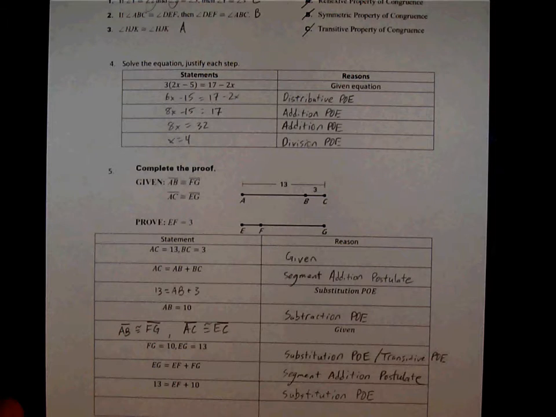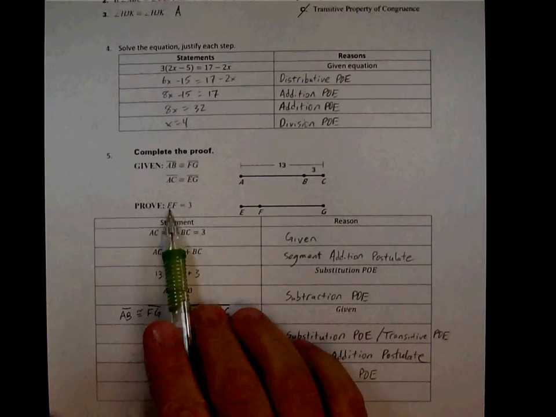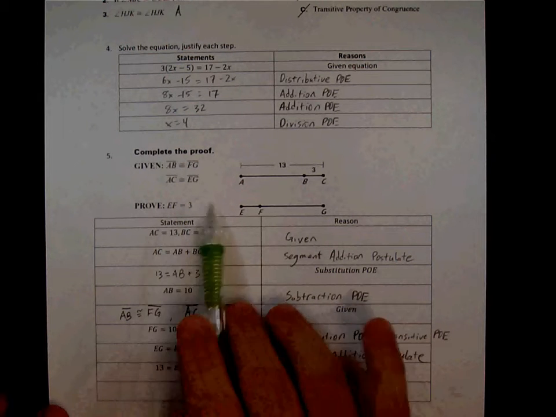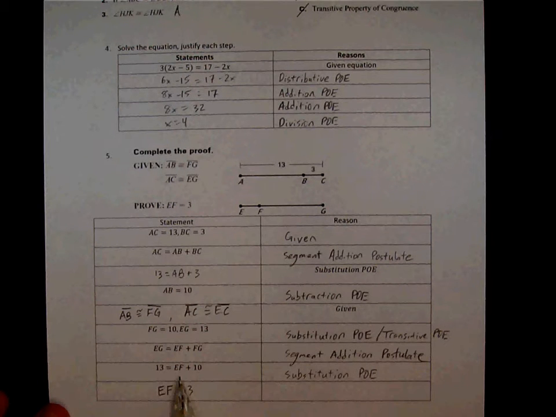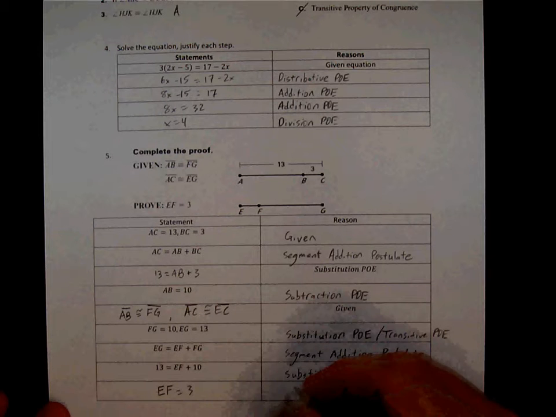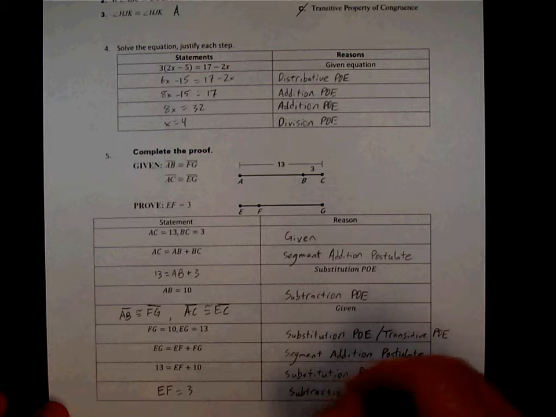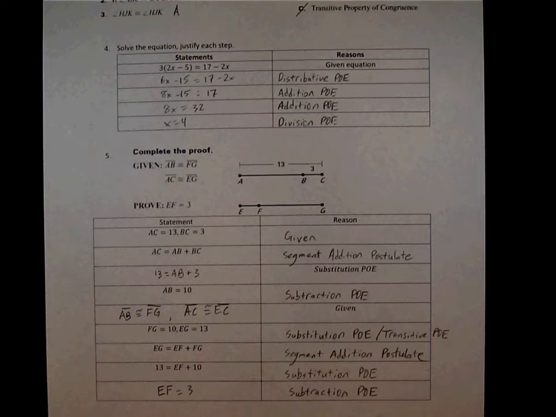It doesn't give us any clue on the last step, except it does tell us at the beginning of the problem what our goal is. We're trying to prove that EF equals 3, so that better be our last statement, that EF equals 3. How do we get that from the previous statement? Well, it looks like we have to subtract 10 from both sides to get EF by itself. And so that would be the subtraction POE. Alright, let's go to the back page.